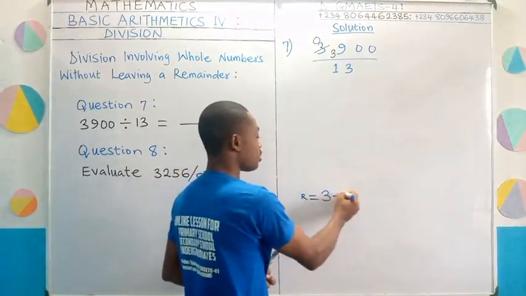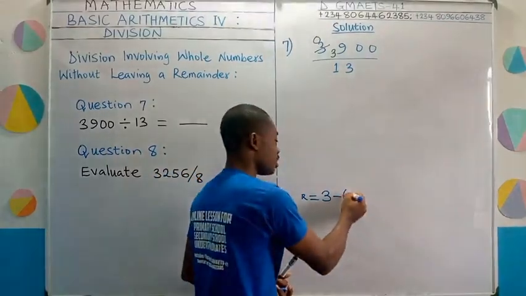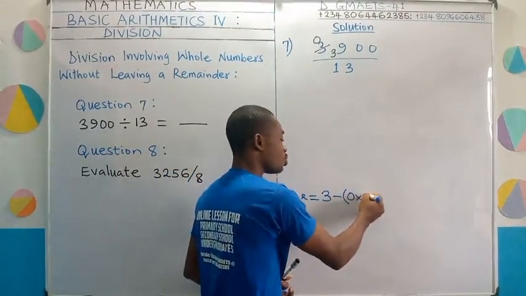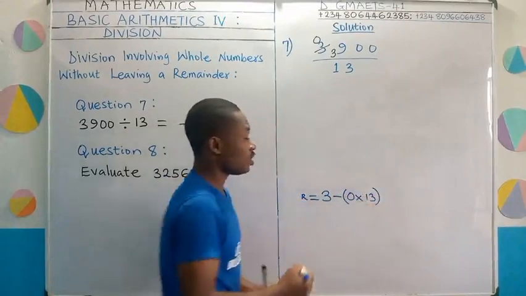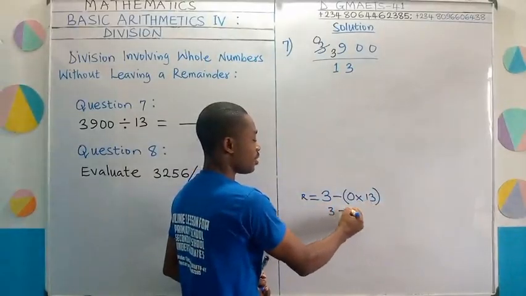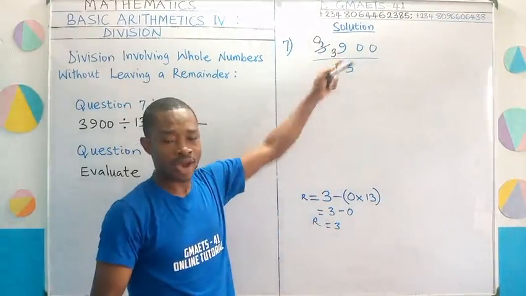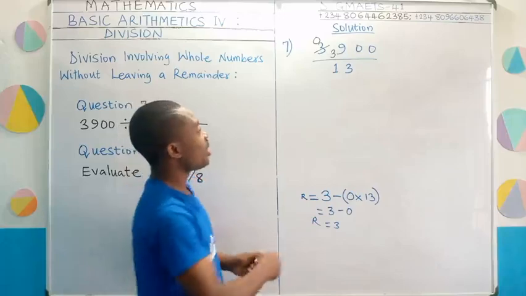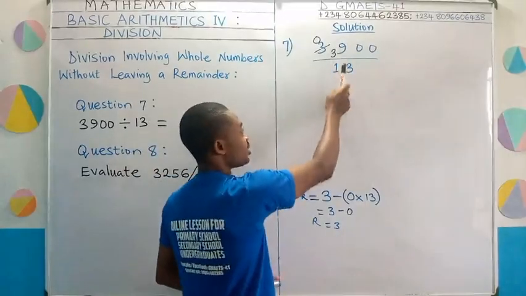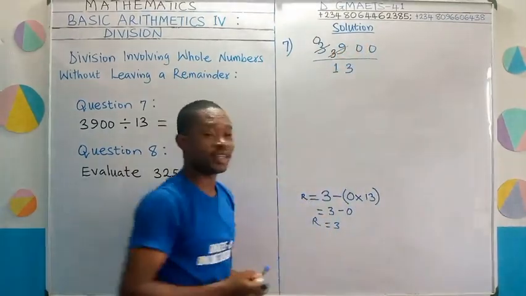Okay, then minus what you got. How many times did the division happen? 0 times. Then multiply by what you are using to divide, which is the denominator. 0 times 13 would give you 0. So that this is 3 minus 0. And of course, you get your remainder as 3. I hope it makes sense, right? Now we have 39. Divide that 39 by 13. So we have 39 divided by 13.